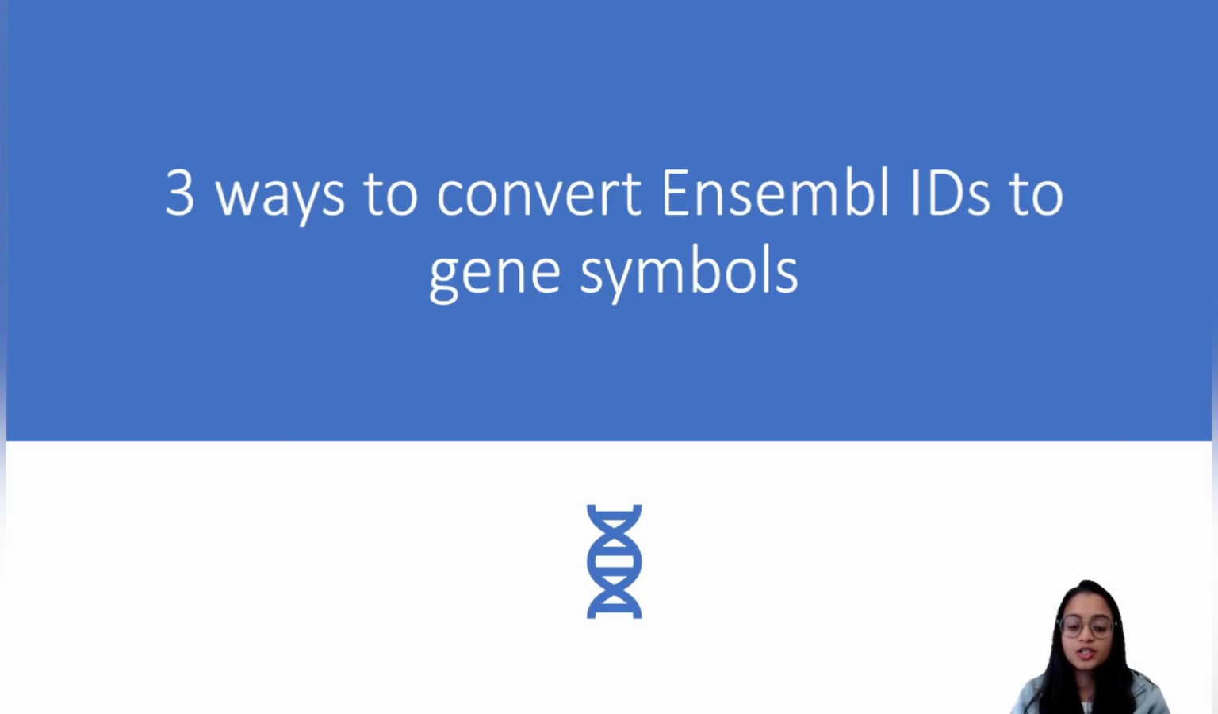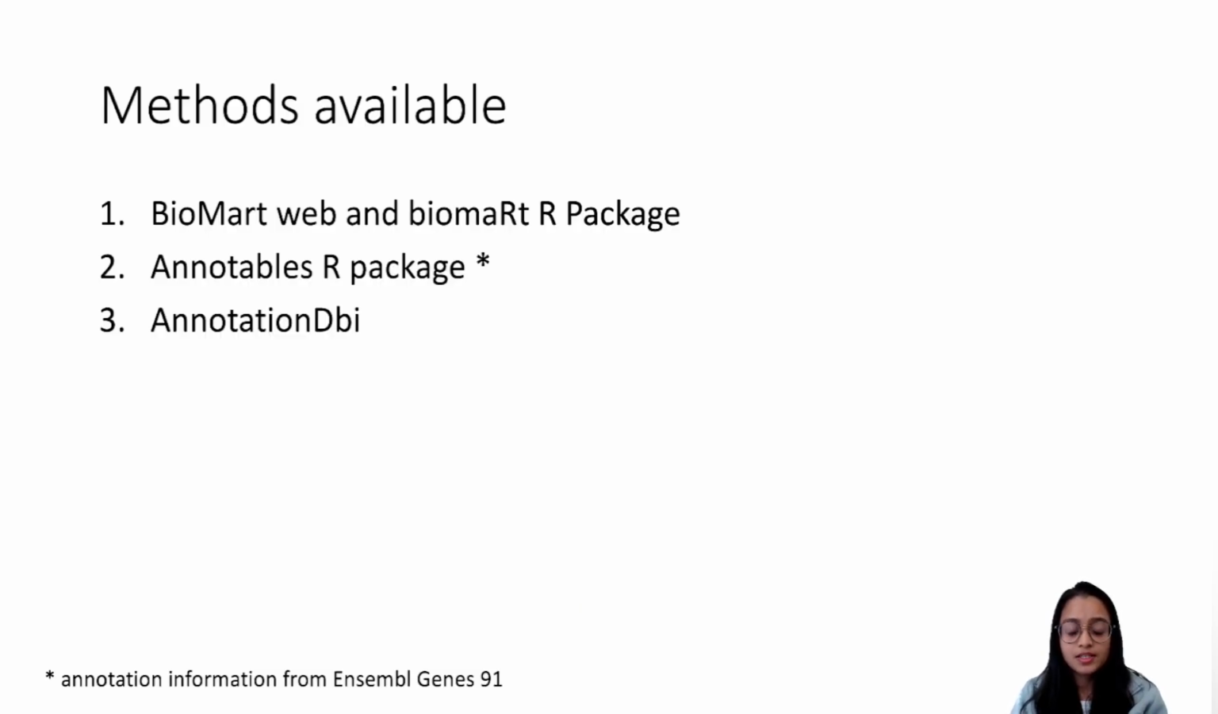And oftentimes these genes are in different formats. They can be in the format of Ensembl ID or RefSeq IDs or Entrez IDs. And oftentimes we're required to convert the IDs from one format to the other. So there are various ways and methods available to do this conversion. But today I want to talk about 3 methods which we will utilize, and I will demonstrate how we can use these methods to convert the ID from one format to the other.